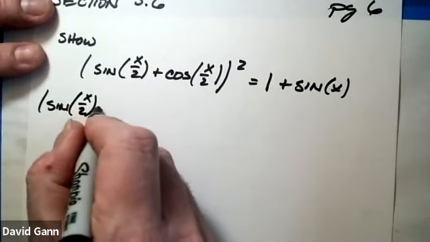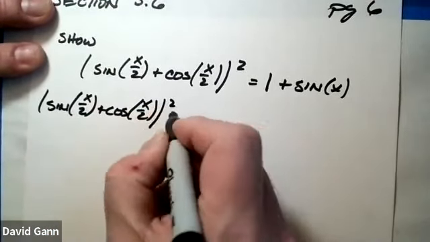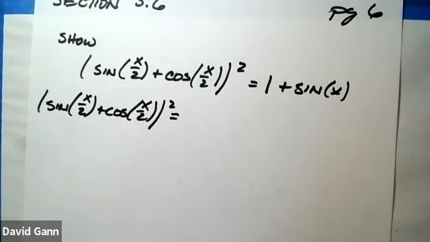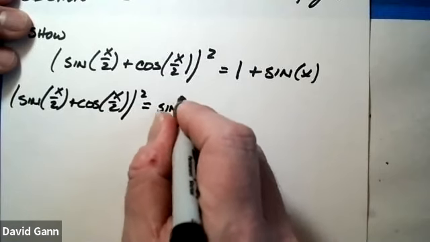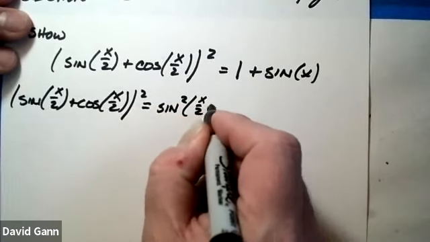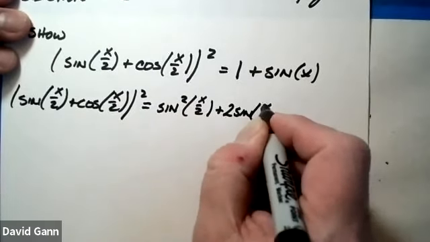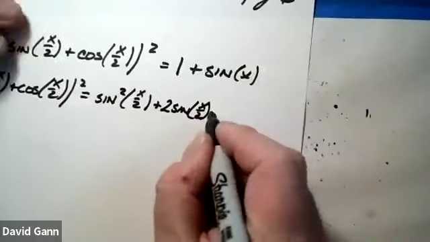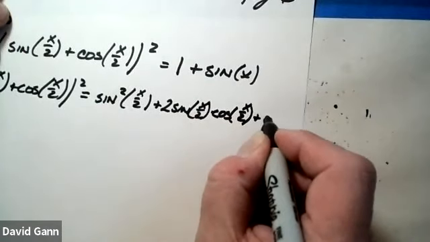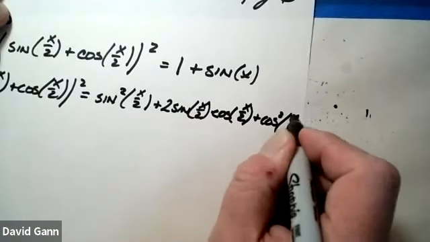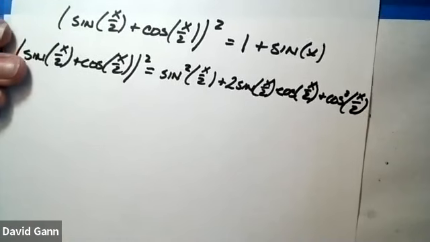Sine of x over 2 plus cosine of x over 2, quantity squared, and I'll just distribute this. So this is going to be sine squared of x over 2 plus 2 sine x over 2 times cosine of x over 2 plus cosine squared of x over 2. It's a little cramped there, but I'll expand it here a little bit.